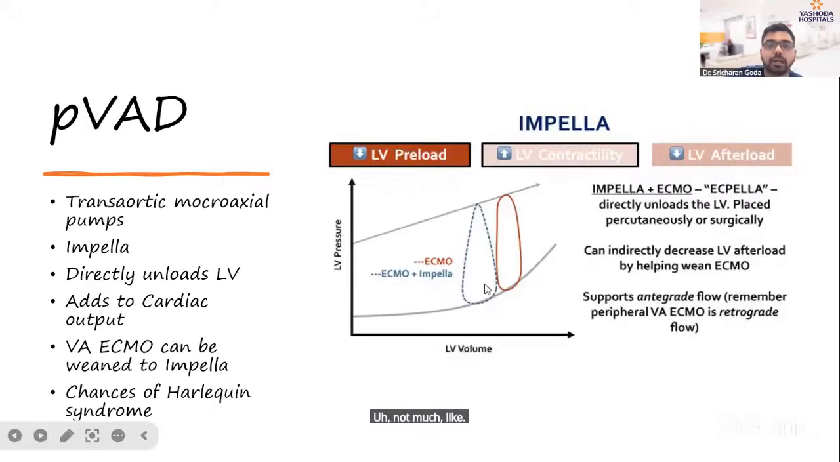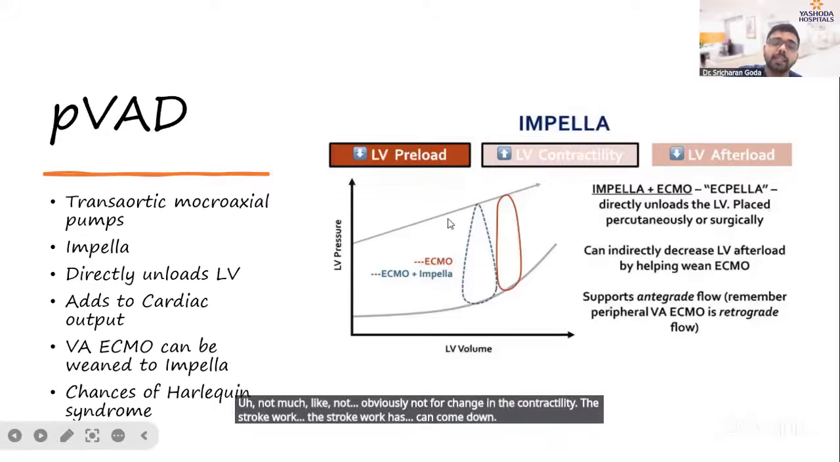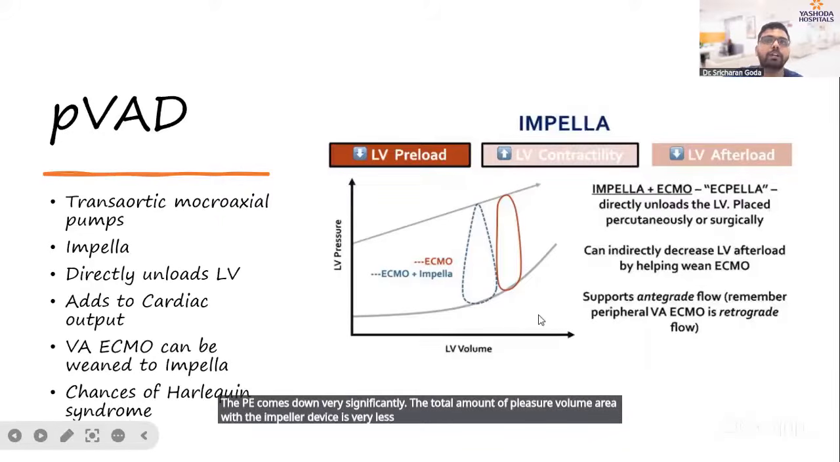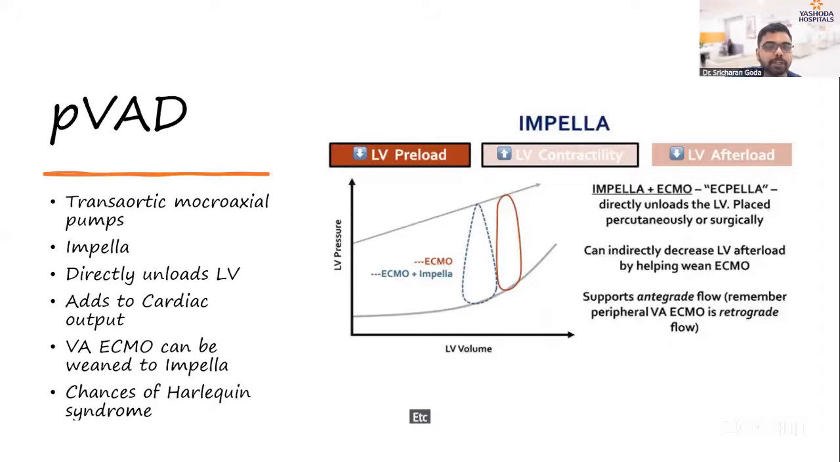Obviously not much change in the contractility. The stroke work can come down. The PE comes down very significantly. The total amount of pressure volume area with the Impella device is very less when compared to that of ECMO, as well as to that of an IABP on ECMO, and other modes of LV venting.